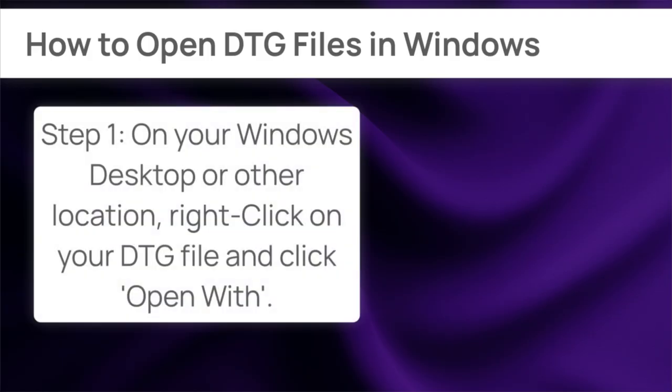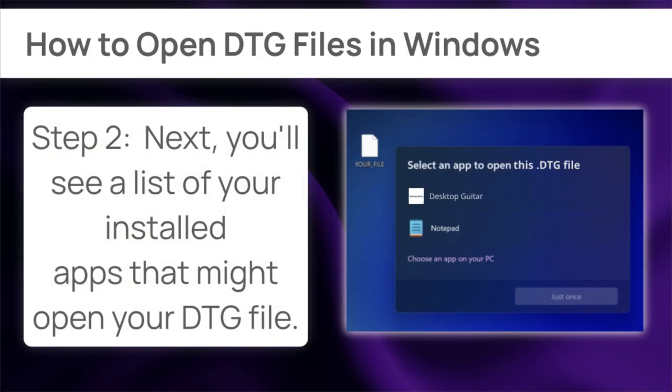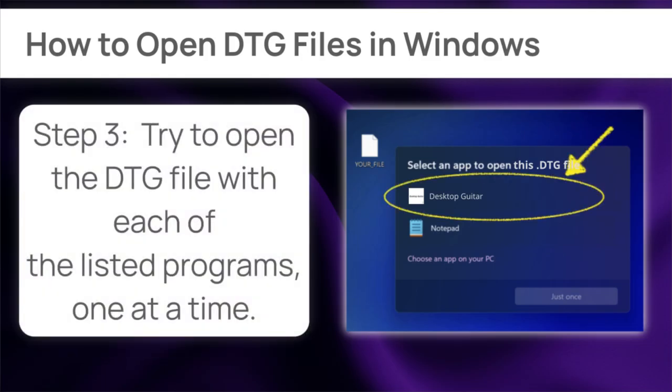Your first move is to test the obvious. Right-click your DTG file and choose Open With. Use Desktop Guitar if it is installed. If it's missing, select another program. We are performing a quick elimination test.